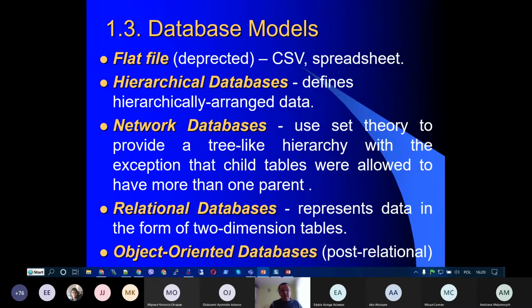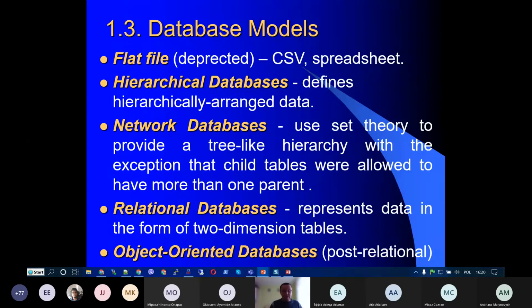Then hierarchical databases, where we represent some child-parent relationship. A network database allows more advanced horizontal links. It's like an advanced version of a hierarchical database, which allows various horizontal links, where a child could have multiple parents and so on. A very effective model, but very hard to implement.